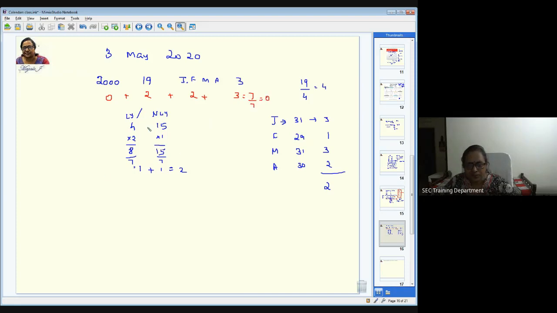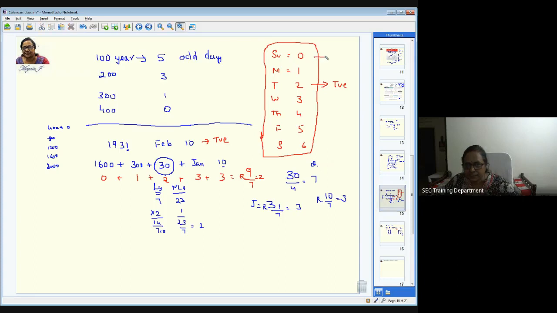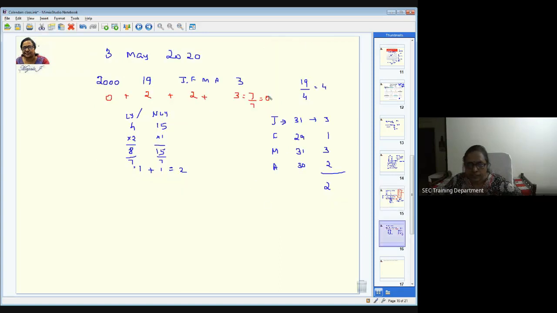So what does 0 mean? I think you should go to the previous slide. See, it's Sunday. So today is Sunday. Clear? So you're getting 0. 0 means the day is Sunday. Okay. Clear with this? I hope you know how to calculate.